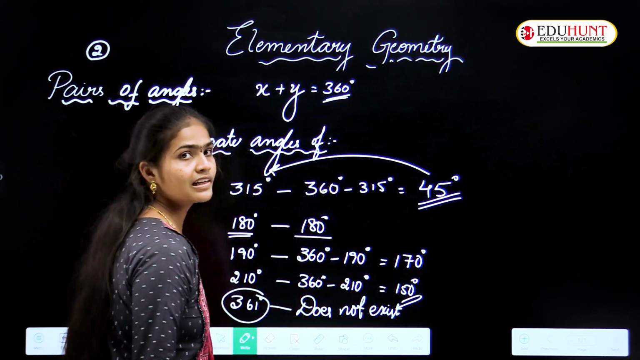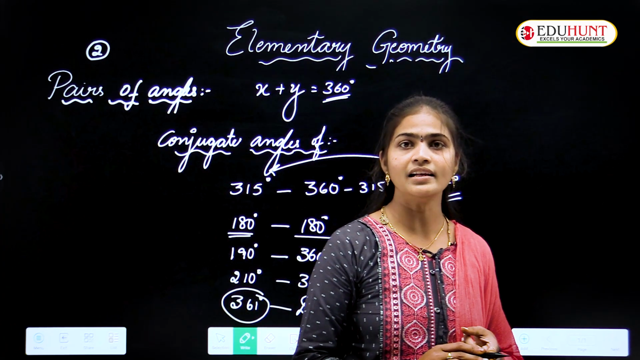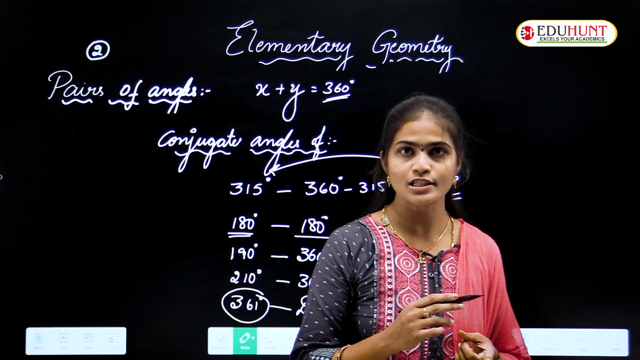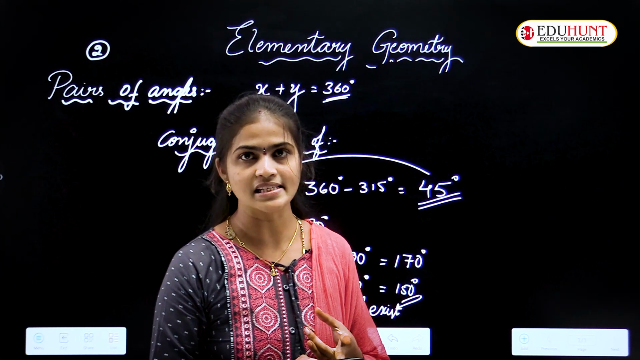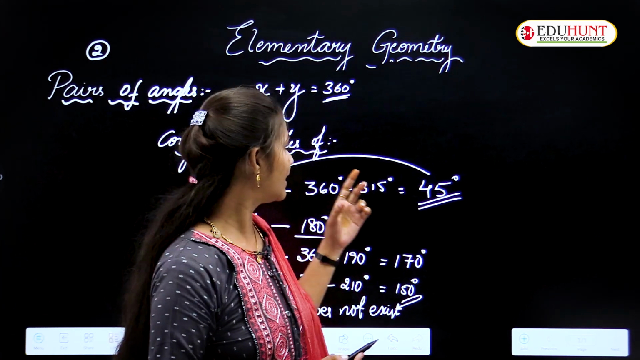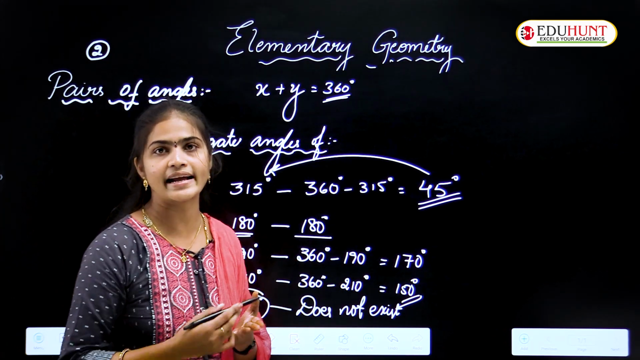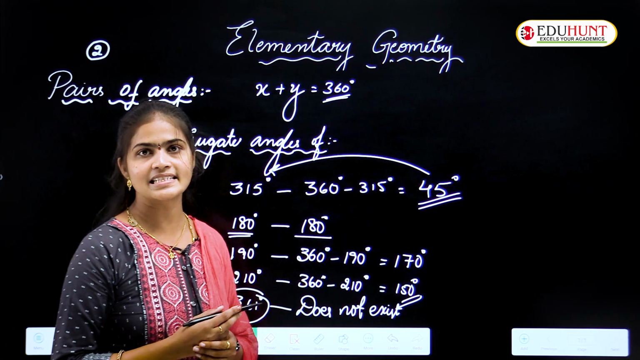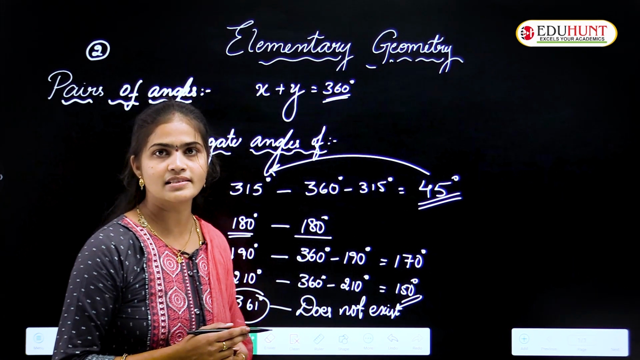Okay. So these are the pairs of angles. The first one we discussed is the complementary angle, where the sum of two angles is equal to 90. Okay, next the supplementary angle, where the sum of two angles is equal to 180. And the final one is conjugate angles, where the sum of two angles must be equal to 360 degrees. Okay, some other pairs of angles are also there. Next we will discuss them. Okay.